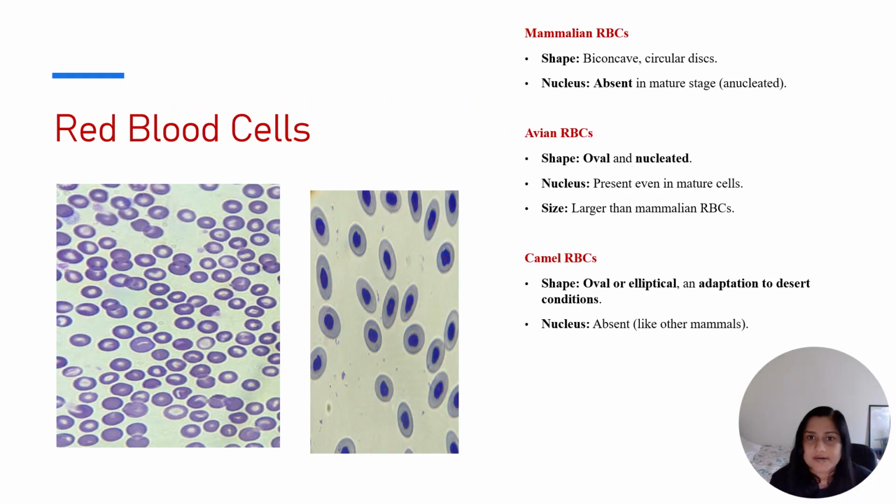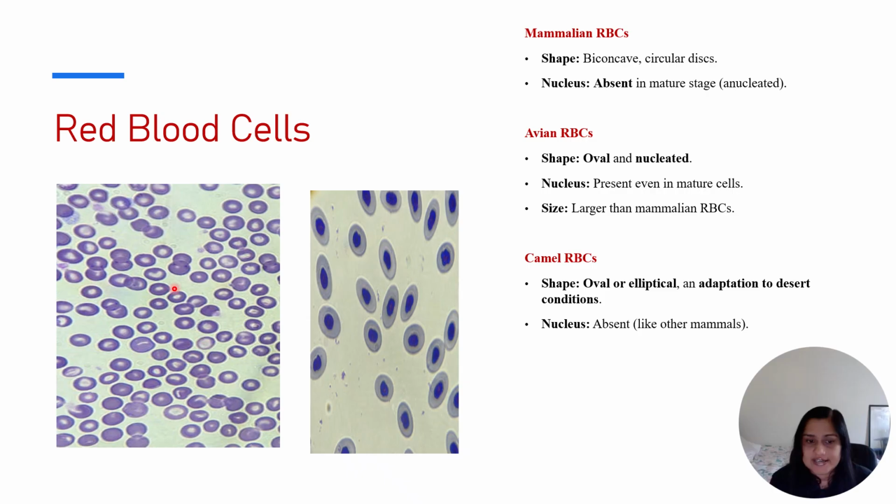Let's start with the red blood cells, also called erythrocytes. They are the most numerous cells in the blood and give it the red color due to the presence of hemoglobin. Their main function is to carry oxygen from the lungs to the tissues and return carbon dioxide back to the lungs. So in this first picture, you can see a mammalian RBC.